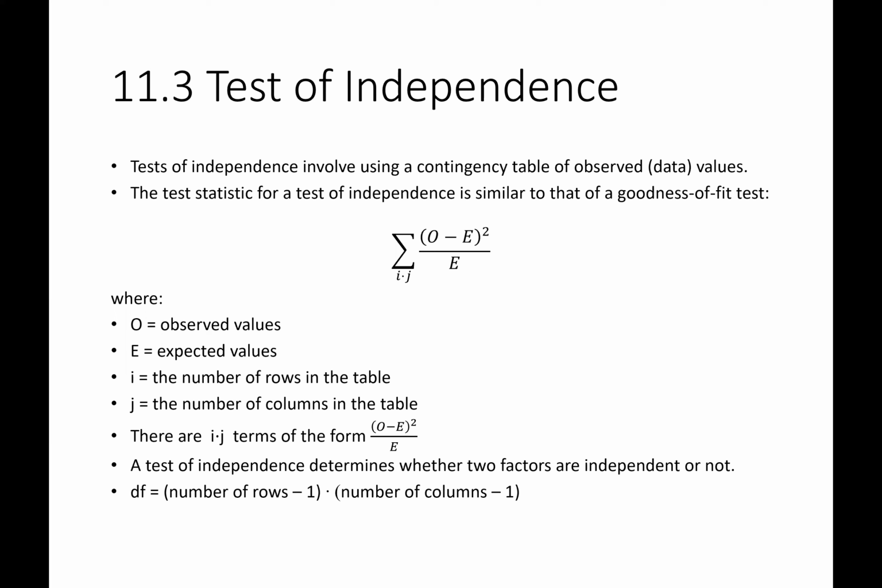The test of independence determines whether two factors are independent or not. The degrees of freedom in this test is the number of rows in your contingency table minus 1 times the number of columns minus 1.